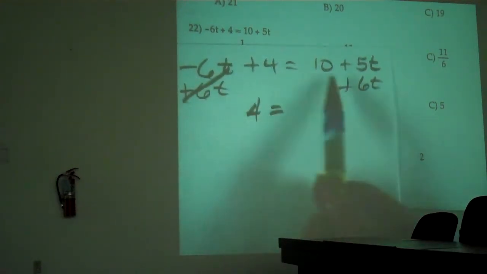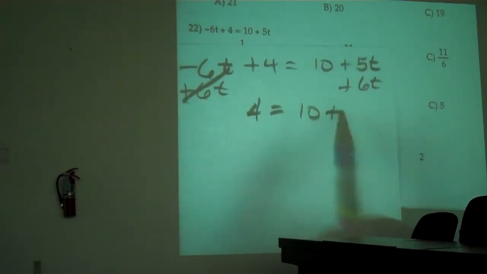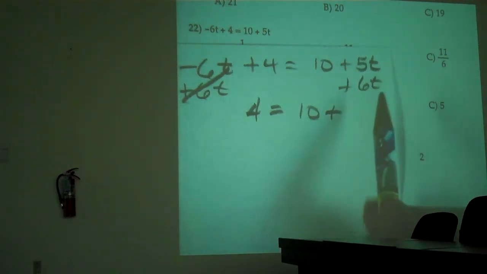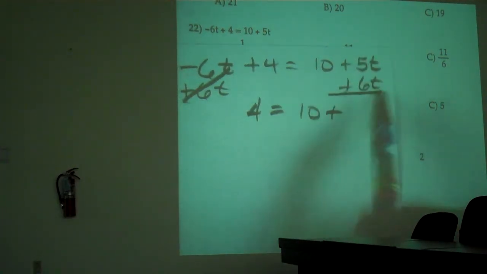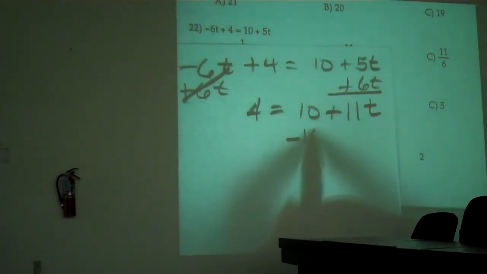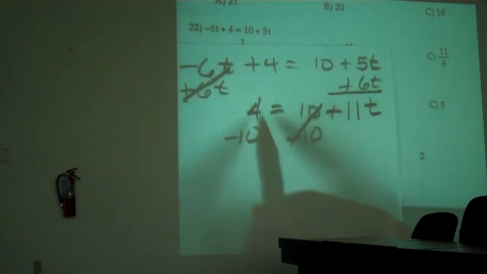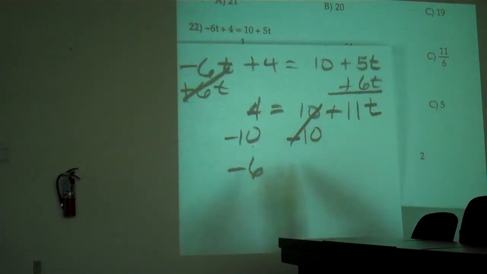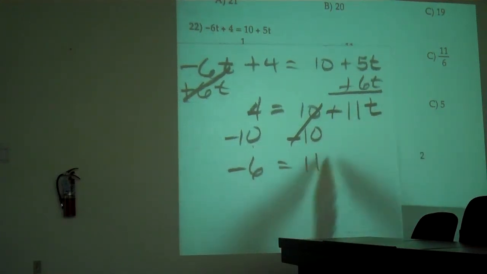Okay, leave 4. 10 plus, what is that? 11t. Okay, now you do the add or subtract. Subtract the 10. Subtract the number that doesn't have the variable. So negative 6 equals 11t.